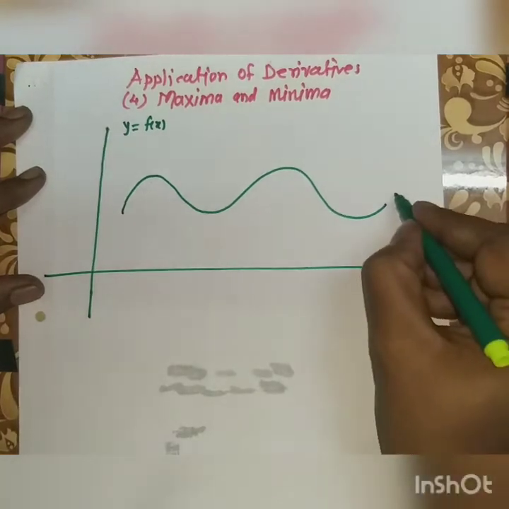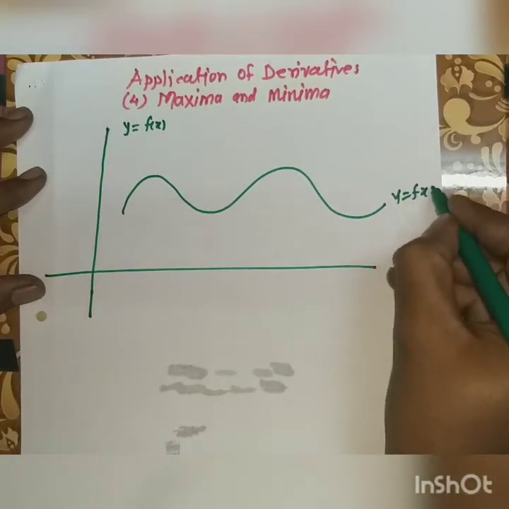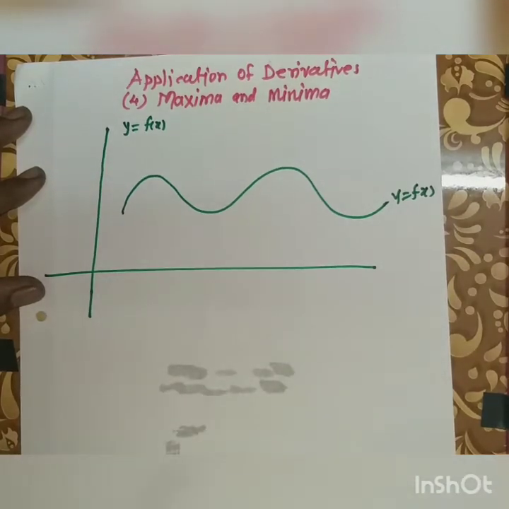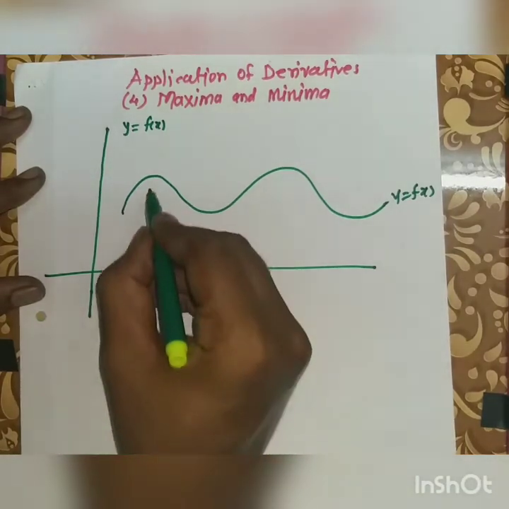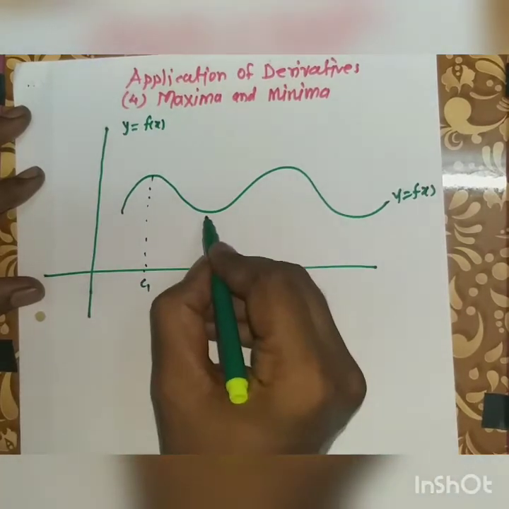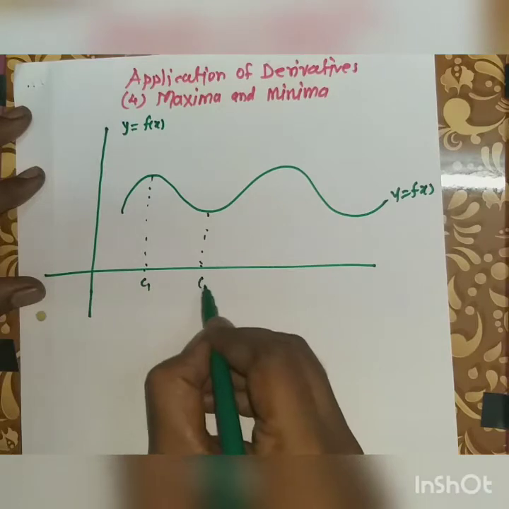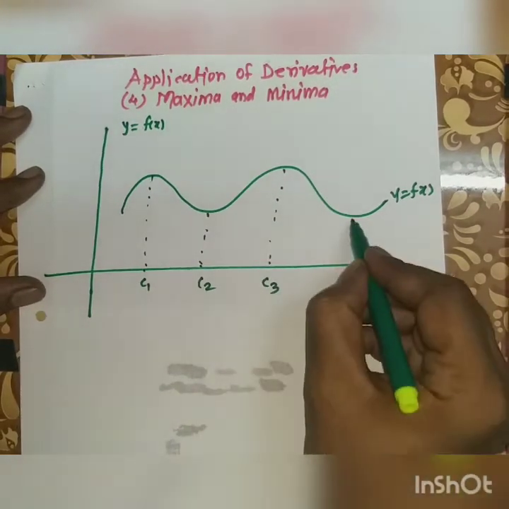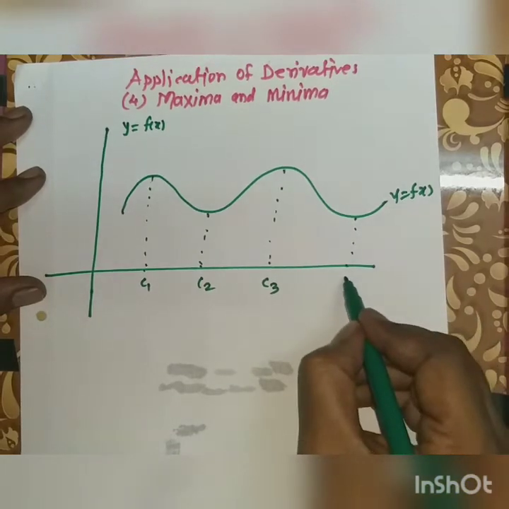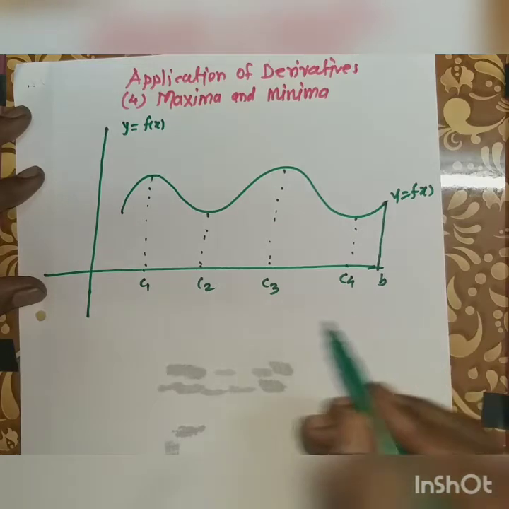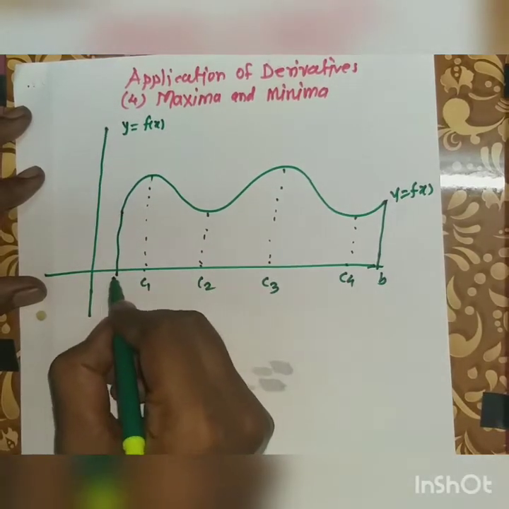Now y is equal to f of x is a function. The graph of this function is in this way. Here are point C1, point C2, point C3, point C4. Suppose this point is B and this point is A.